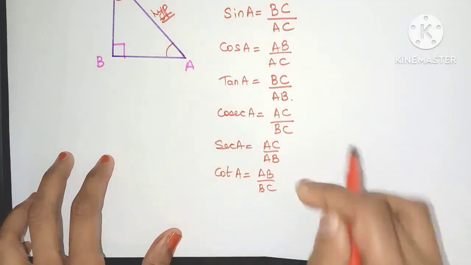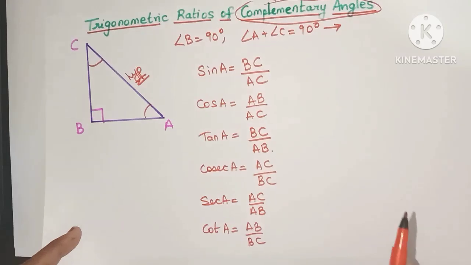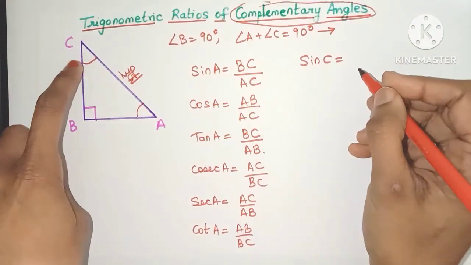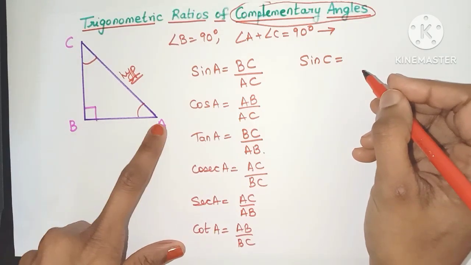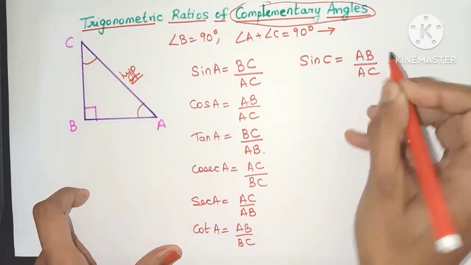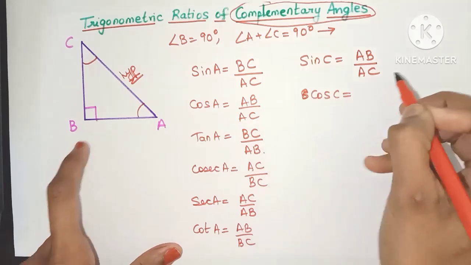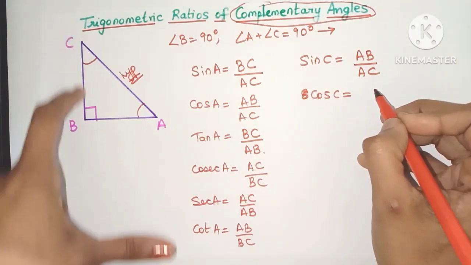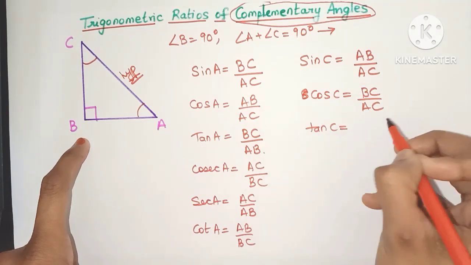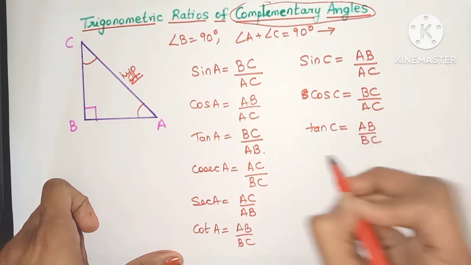I've just listed down the ratios for angle A. Now you know that angle C is a complement of angle A. So let me also write the ratios for angle C. For this angle C, the opposite side is AB. So the sine C ratio will be AB by AC, friends. Did you notice the difference? Now let me write cos C also. For this angle C, the adjacent side is BC. So it's BC by AC. Tan C will be the opposite by the adjacent, which is AB by BC.